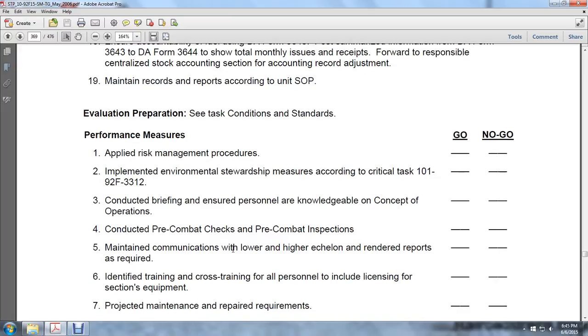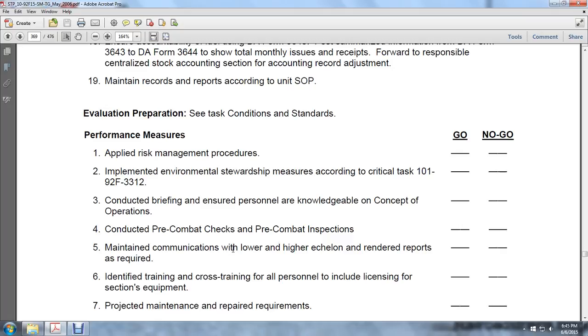See tasks and standards. 1. Apply risk management procedures and implement environmental stewardship measures according to Critical Task 10192F3312. 2. Conduct a briefing and ensure the personnel are knowledgeable of the concept of operation. 3. Conduct pre-combat checks and pre-combat inspections. 5. Maintain communication with lower or higher echelons and render reports as required.